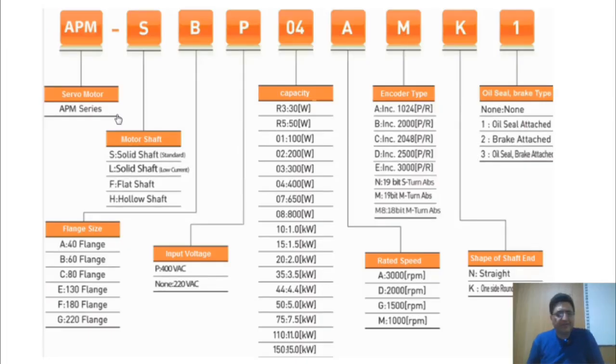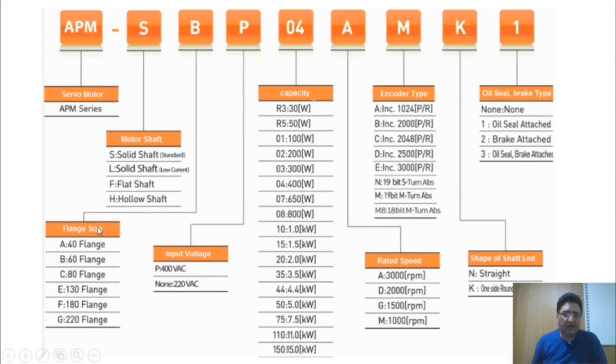Here we're going to get familiar with how to read the codes on servo motors. All LS brand servo motors start with APM in their model code. The next letter indicates the type of motor shaft. If the letter S or L is used, it means our shaft is of the solid type. If the letter F is used, the shaft is flat, and if the letter H is used, it's called the hollow shaft model.